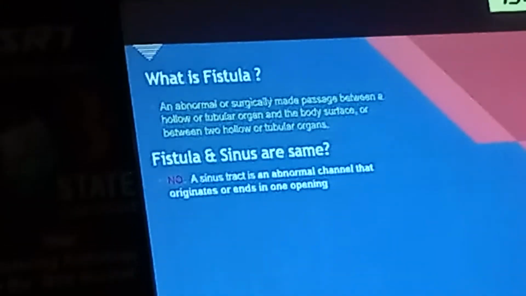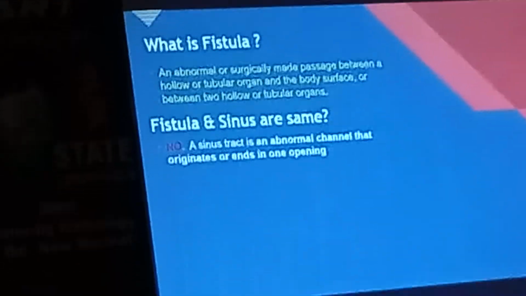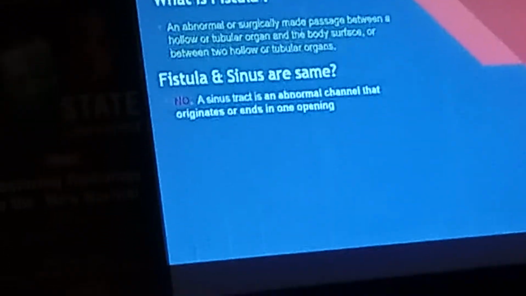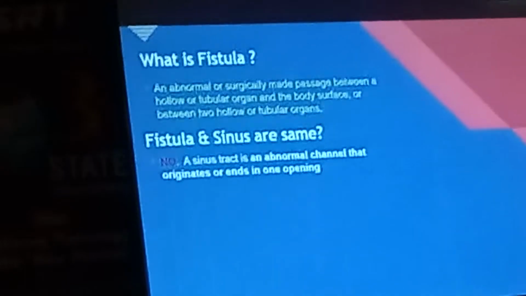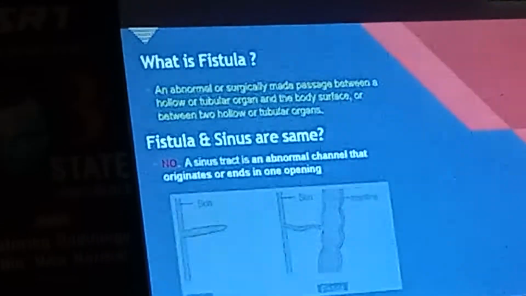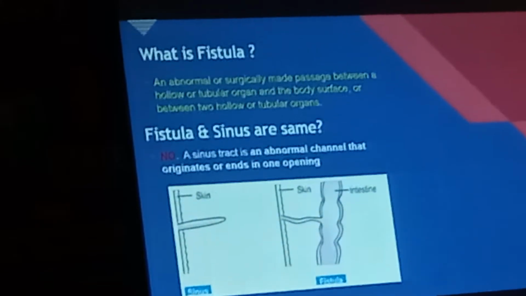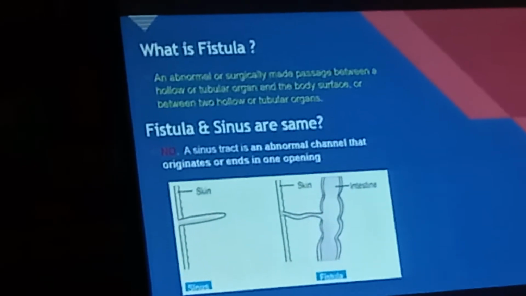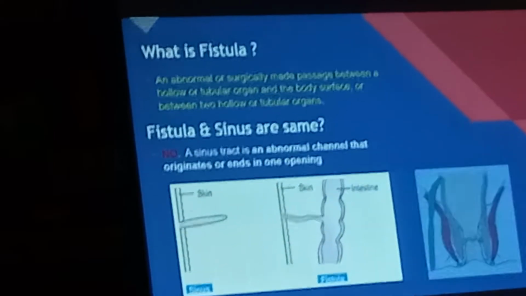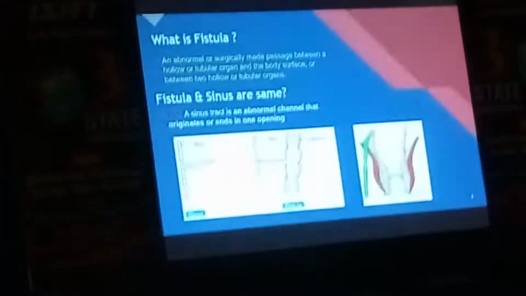And often we misconceive fistula and sinus, but both are not the same. The sinus tract is an abnormal channel that originates or ends in one opening. That means it has one opening and one is blind. Here it is from the skin. The first image is a sinus, only one opening and one is blind. And in the second, it goes from the skin to the intestine, this hollow tubular structure. This is called a fistula.